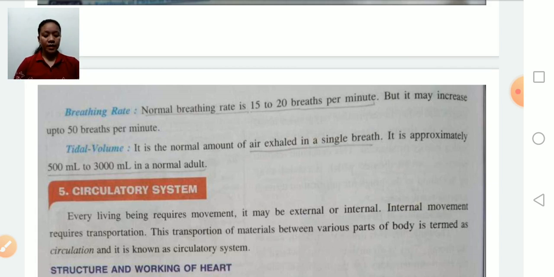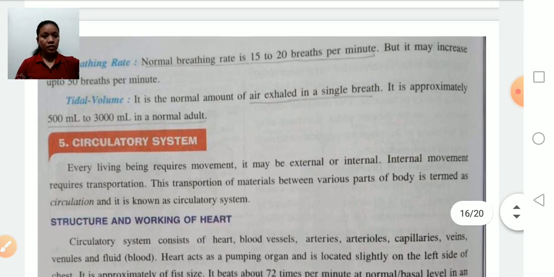Tidal volume is the normal amount of air exhaled in a single breath, and it is approximately 500 milliliters to 3000 milliliters in a normal adult. And vital capacity is the maximum amount of air exhaled after a deep breath.